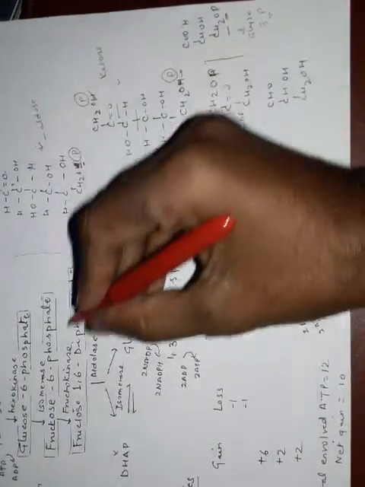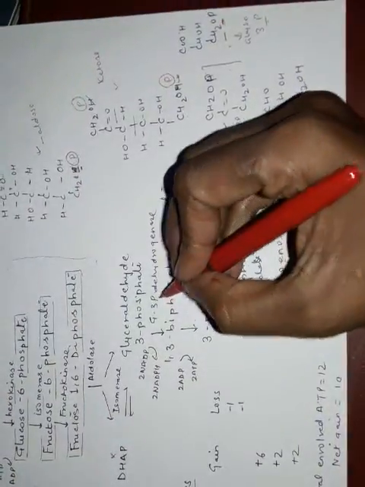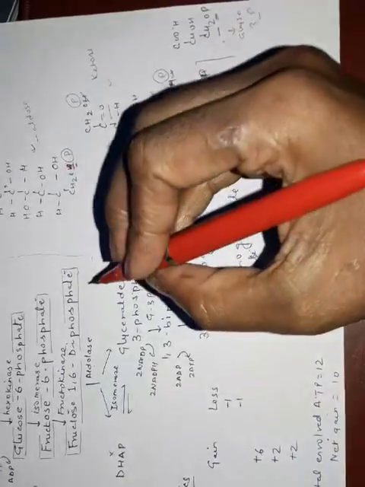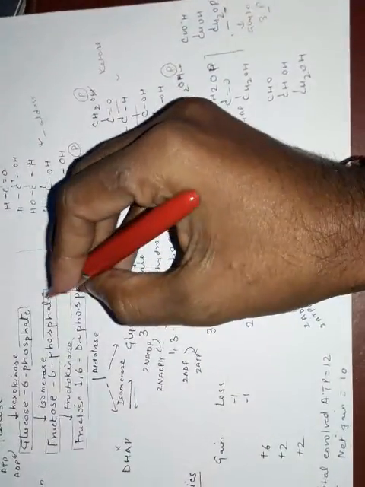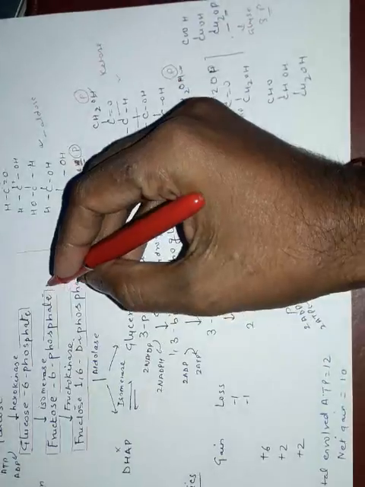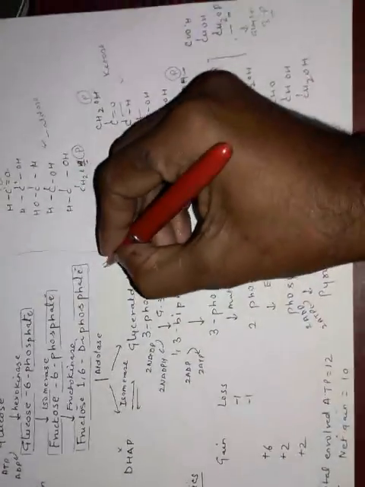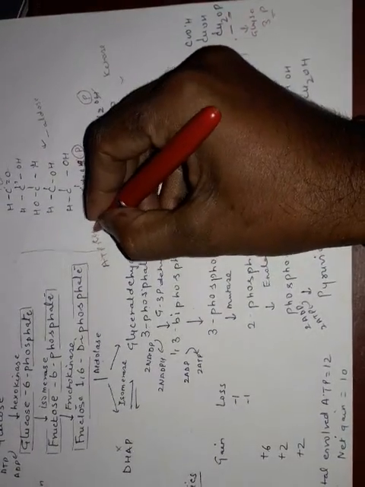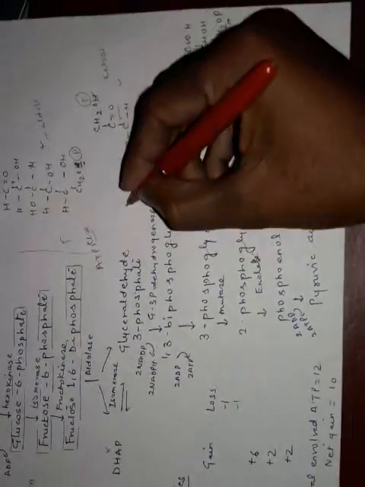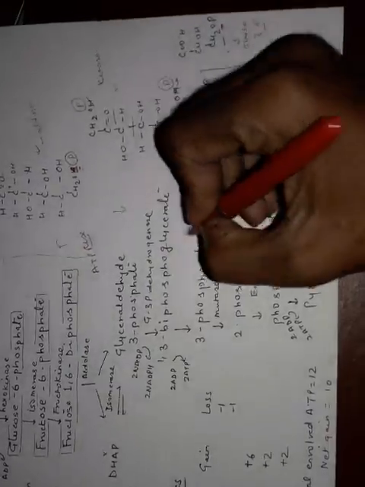In all these processes, a phosphate group is attached, but in this one the phosphate group is released out, so that's why ATP formation takes place in this process. While in this process ATP is involved, ATP is consumed here, and in this one ATP formation takes place. So you can write down the ATP used in this process, but in this process ATP formation takes place.